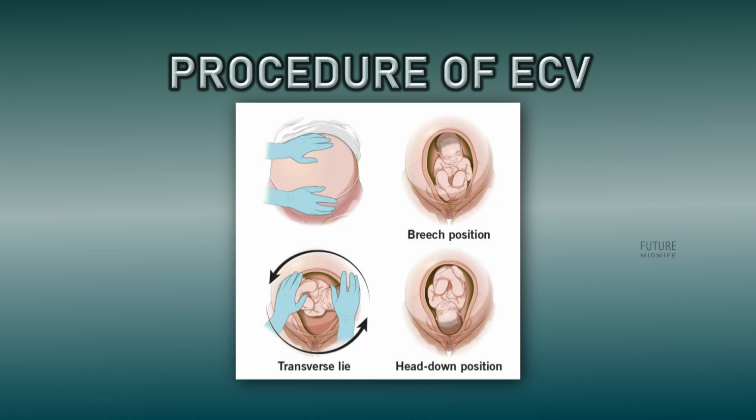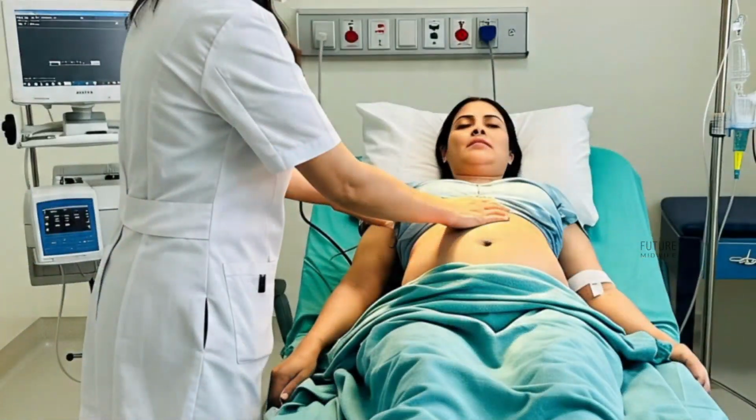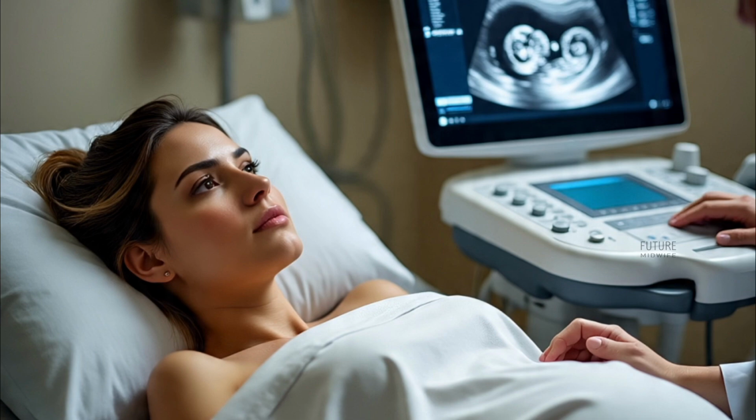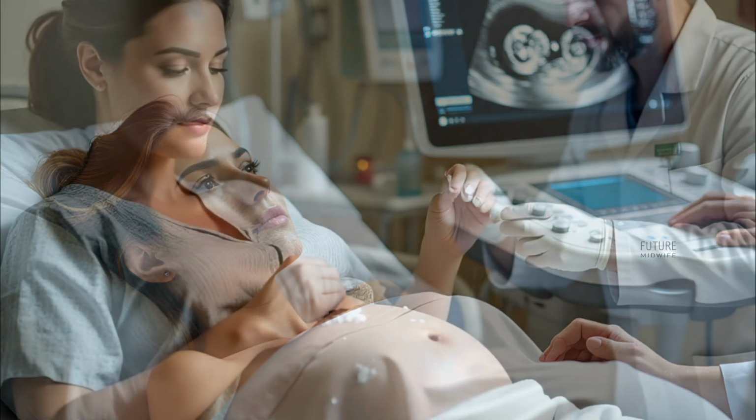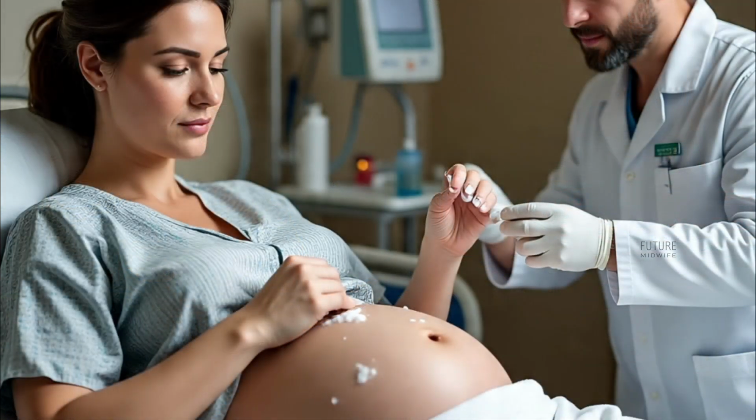Here I will explain the procedure of external cephalic version step by step with the help of a video. In that, first one is positioning. Woman lies in a supine or slight Trendelenburg position. Next is monitoring. Continuous fetal monitoring before, during and after the procedure. Next one is lubricant. It is very important to lubricate the abdomen before the procedure.